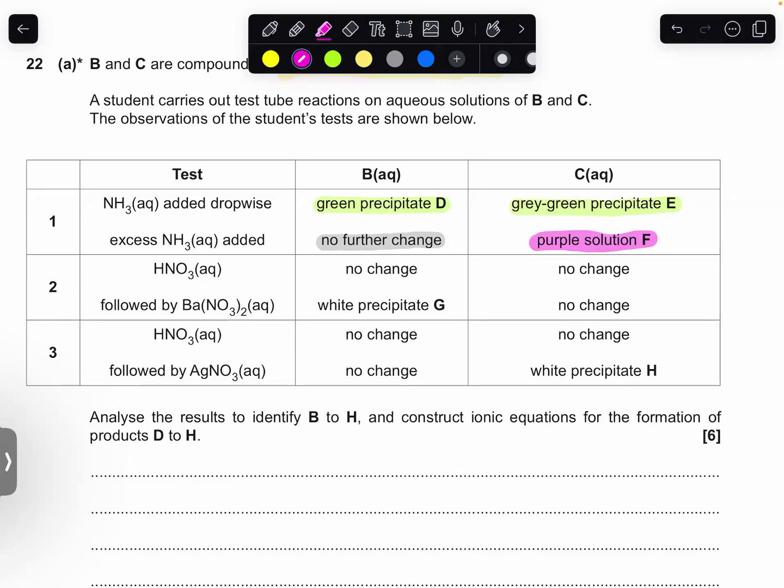So in this question, it wants us to analyze the results to identify B and C, and construct ionic equations for the formation of products D to H. D, E, F, G, H.